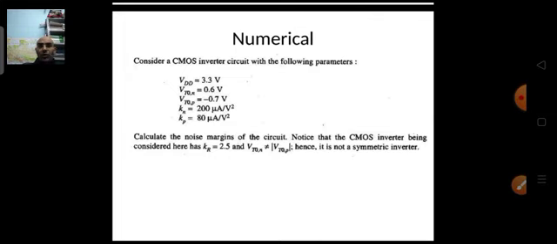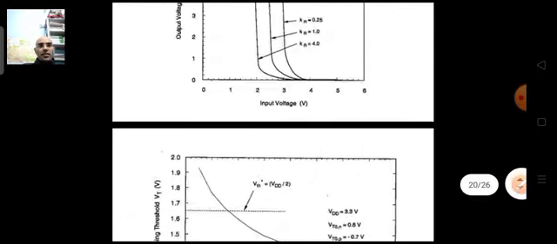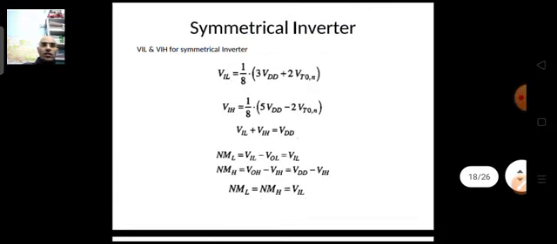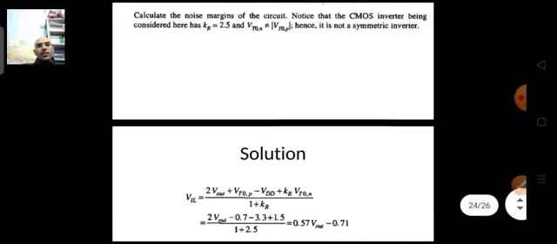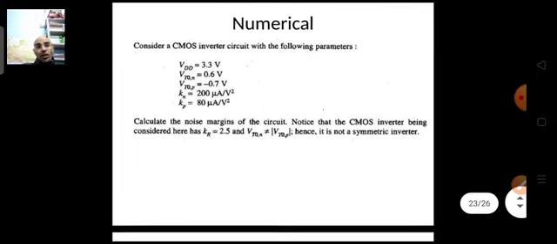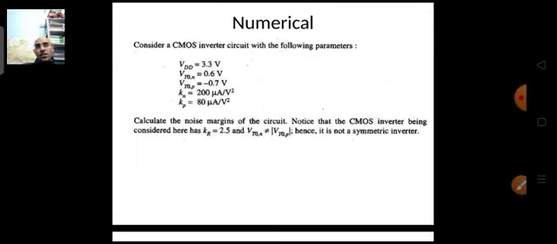So if you want to calculate the noise margin of the circuit, which is nothing but your NML and NMH. If you want to determine NML, then from the previous formula, we have seen in the previous slide that NML becomes VIL minus VOL, whereas NMH is equal to VOH minus VIH. So in general, we have to find these four voltages: VIL, VOL, VOH and VIH.